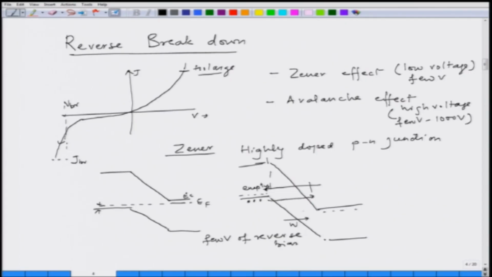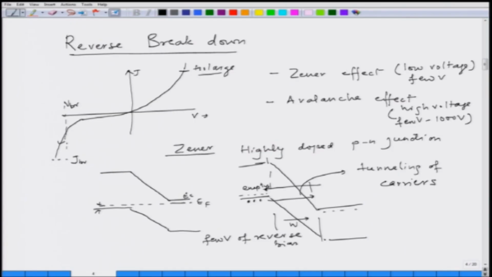So, if the depletion width becomes small with the reverse bias and it is highly doped, then this thickness is small enough to initiate a phenomenon called tunneling of carriers. Because of that, there will be current because of tunneling of carriers directly into the other side, and that is the overall Zener effect.